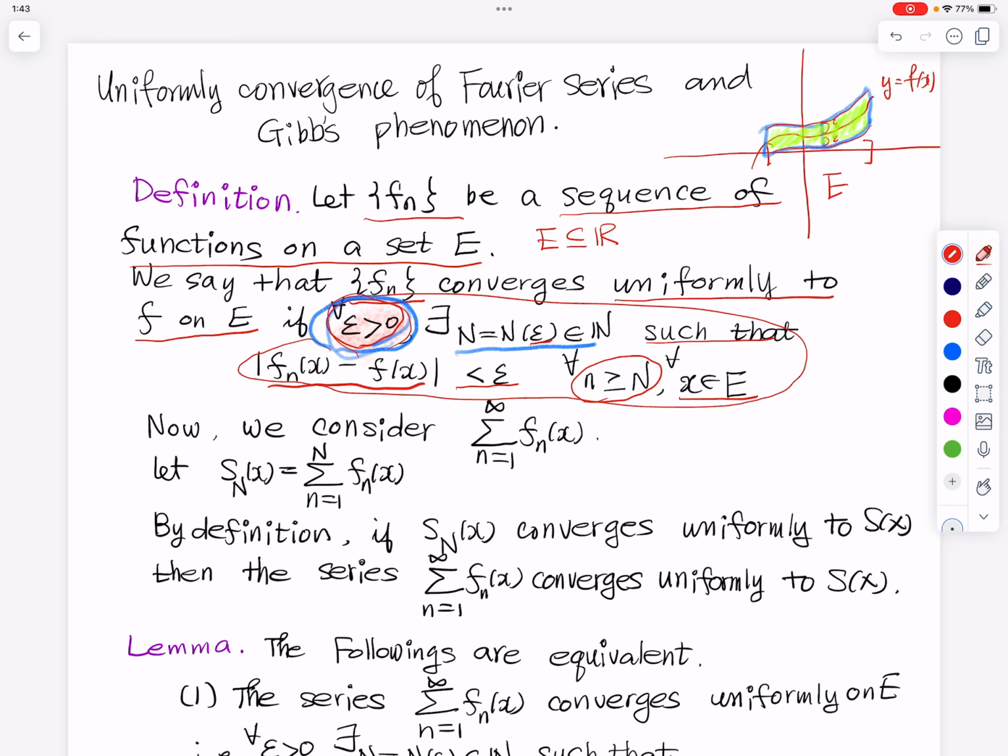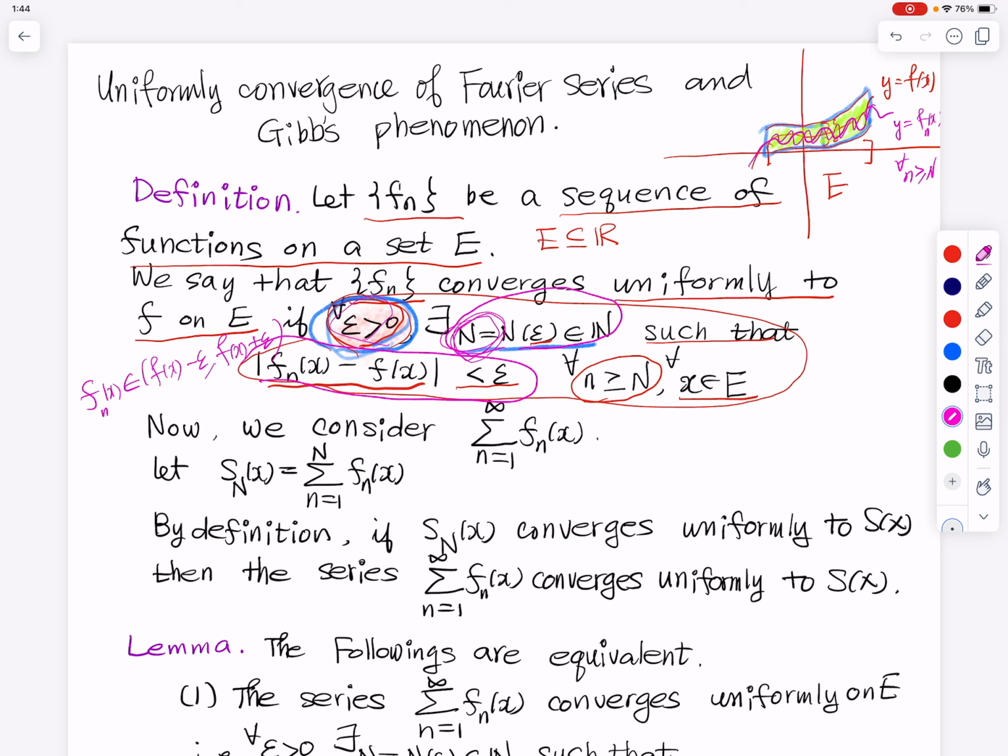Then what you need to find is this: there exists a large N such that f_n(x) belongs to the interval (f(x) minus epsilon, f(x) plus epsilon). Then the graph of y equals f_n(x), whenever n is greater than N, is everything sitting in here. So whenever you have epsilon, you should find the natural number N such that all the graphs of y equals f_n(x) are sitting inside this tube. This is uniform convergence.